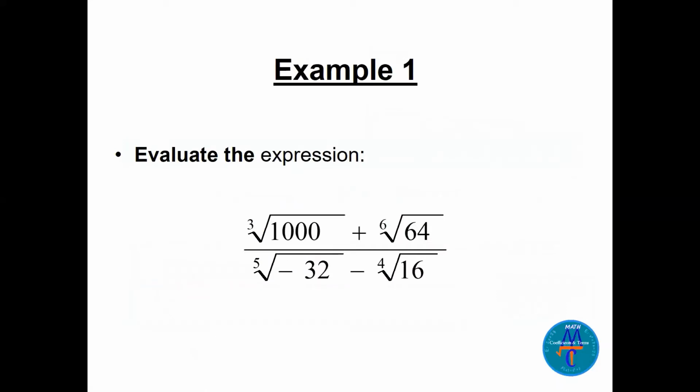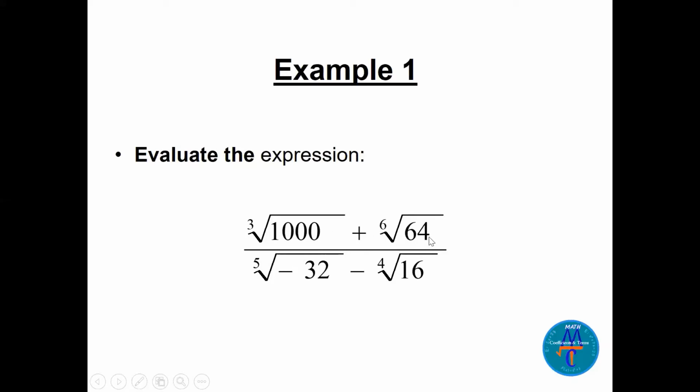Let's see example 1. Cube root of 1000 plus 6th root of 64, divided by 5th root of minus 32 minus 4th root of 16. You can have a few seconds here to evaluate these numbers. I can help you with the first one. Cube root of 1000. So this is 10 times 10 times 10. See here, the index is 3. Here the index is 6. Here the index is 5. Here the index is 4. So if the index is 3, that means we have 3 numbers there, 10 cubed. Then this will be equal to 10.